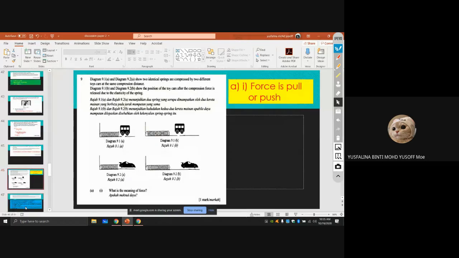Right, next one. So this is the essay question. Diagram 9.1 and diagram 9.2a show two identical springs compressed by two different toy cars at the same compression distance. Diagram 9.1b and diagram 9.2b show the position of the cars after the compression force is released due to the elasticity of the spring.